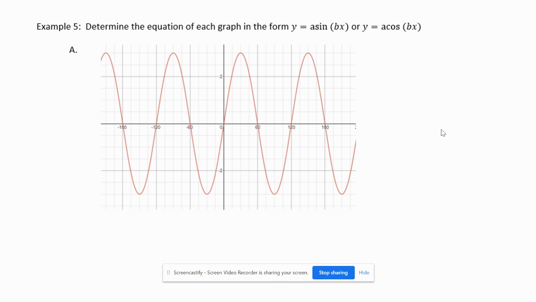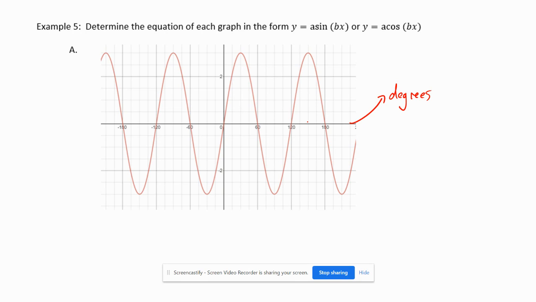Okay, so determine the equation of each graph in the form y equals a sine bx or y equals a cos of bx. First thing over here, in this case, we're measuring the angle in degrees, not in radians. So we're just going to use the formula in degrees instead of radians.